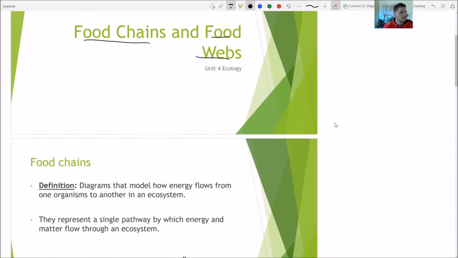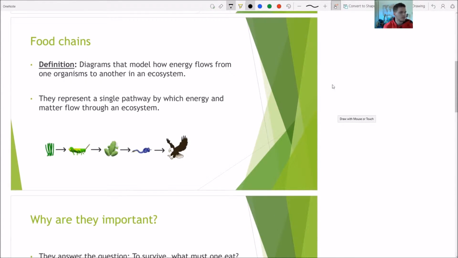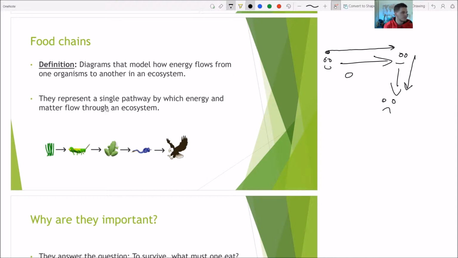So if we scroll down here, food chains are a diagram that shows how energy flows through an ecosystem. It's going to be from one organism to the next. So we have smiley face to this flat face and then to the frowny face. So the energy is starting here, it's flowing over to this person, and it's flowing over to that person. It shows a single pathway that energy moves through an ecosystem.